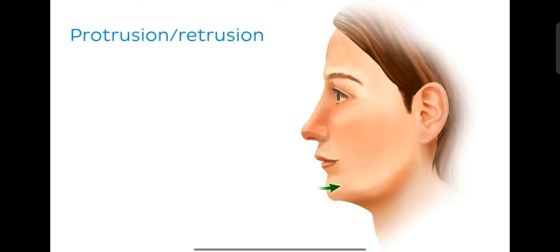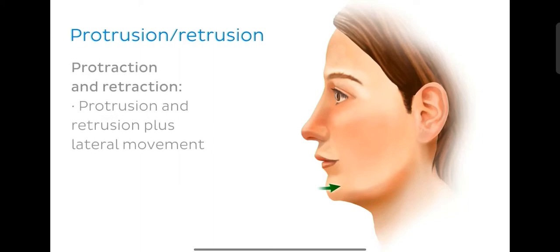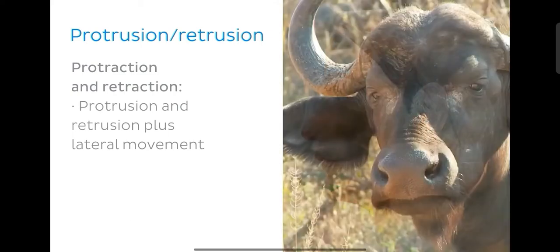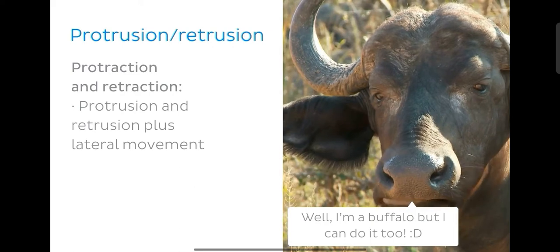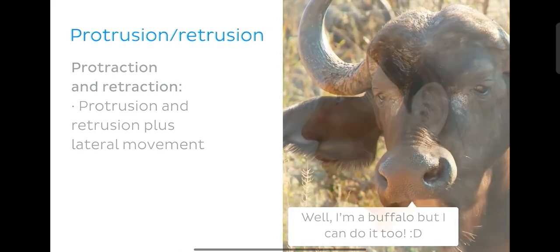You may also hear the terms protraction and retraction. These are not the same as protrusion and retrusion, but are sometimes, and wrongly, used interchangeably. Protraction and retraction mean protrusion and retrusion plus lateral movement. A cow chewing cud is a good example of protraction and retraction.